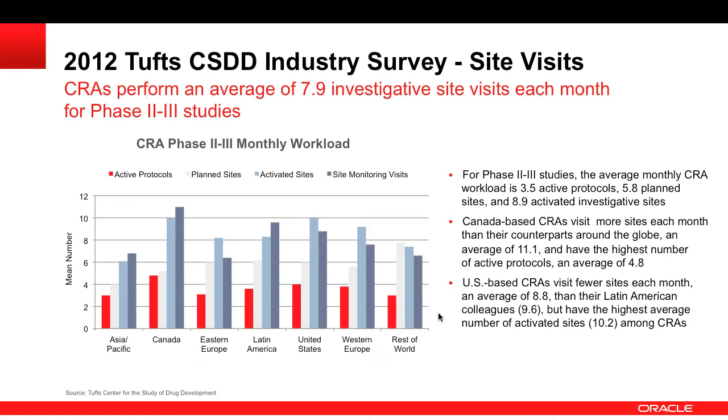Canada-based CRAs, noted here, visit more sites each month than their counterparts around the globe, an average of 11.1, and have the highest number of active protocols, an average of 4.8. US-based CRAs visit fewer sites each month, an average of 8.8, than their Latin American colleagues, 9.6, but have the highest average number of activated sites, 10.2 among CRAs.